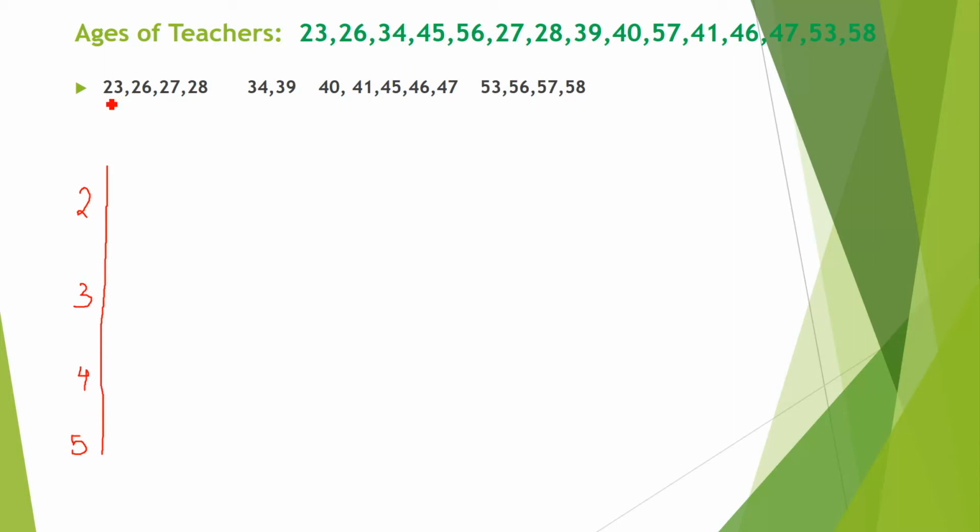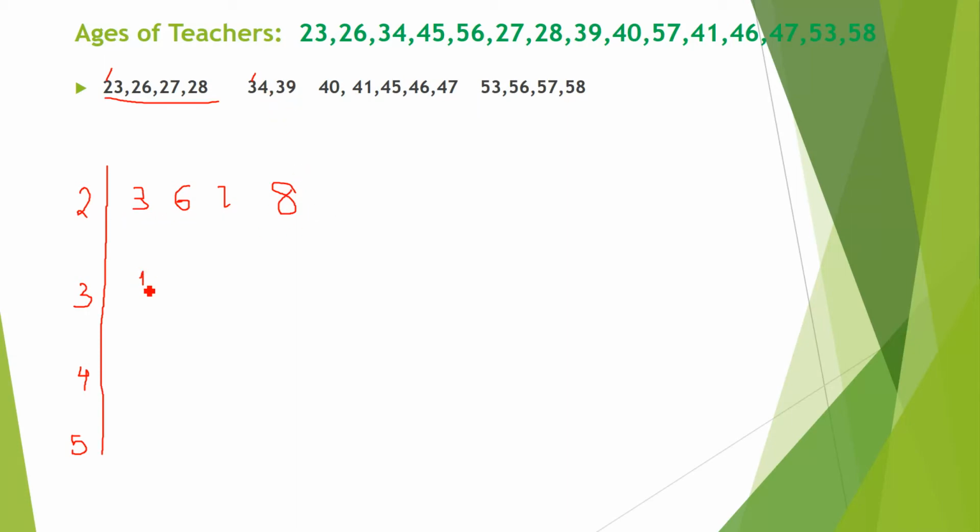These are the stems. See, we have here 23, 26, 27, 28. So this is the stem, this is the leaf. This is the stem. So we have these stems 2, then 3, then 4 and 5. And then we can assign the values. See, what is the leaf here? 3 is the leaf, 6 is the leaf, 7, 8. So we can read it like 23, 26, 27. So these are the leaves.